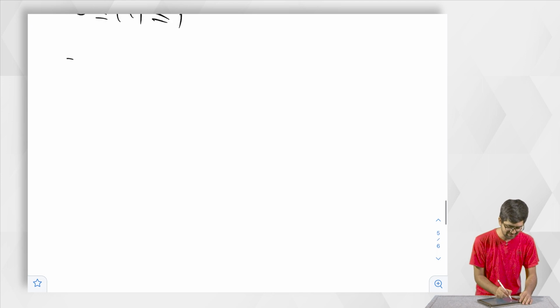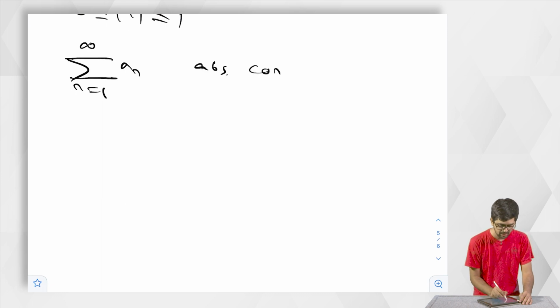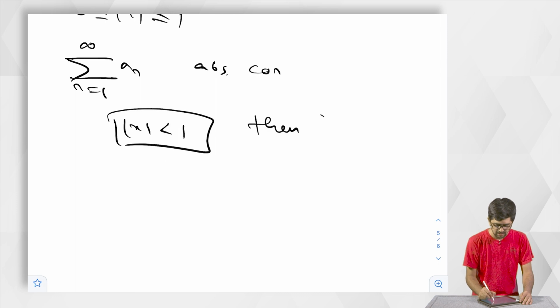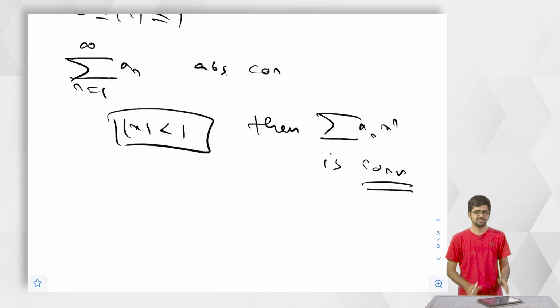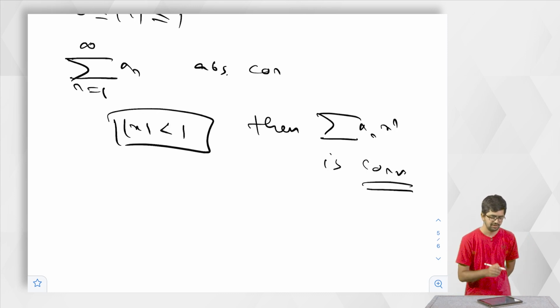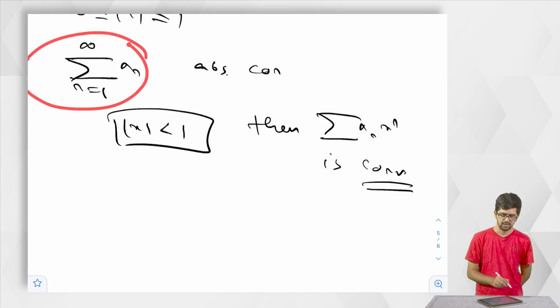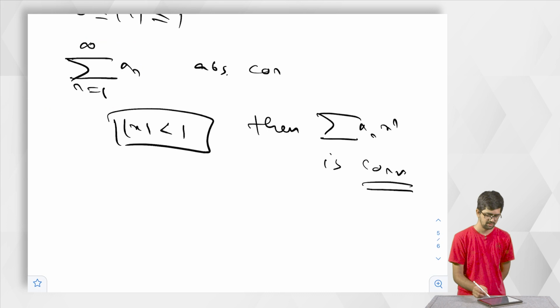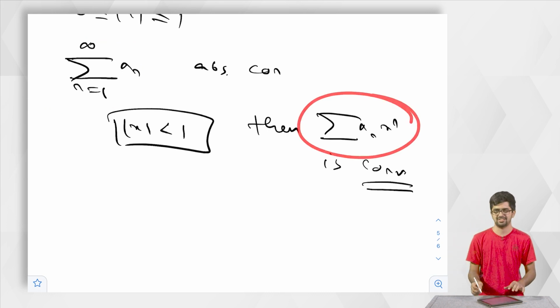Suppose I have a series, the summation of a_n from 1 to infinity, that is absolutely convergent, and mod x is less than 1. Then the summation a_n x power n is convergent. This is one result. It is useful to conclude something about this series, the power series.